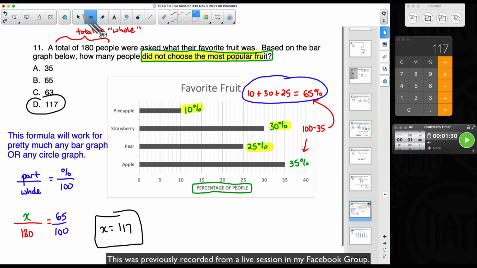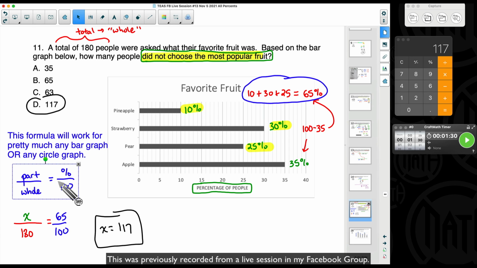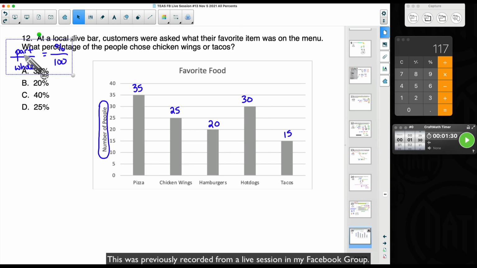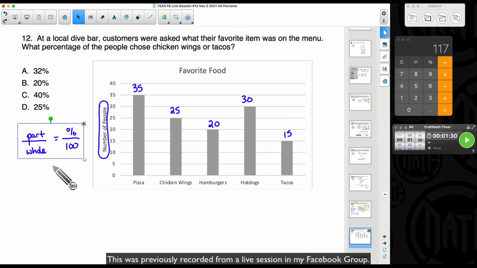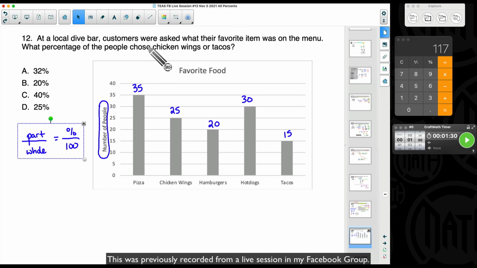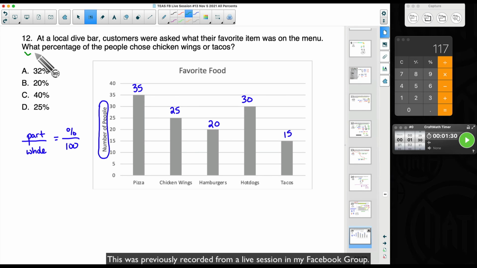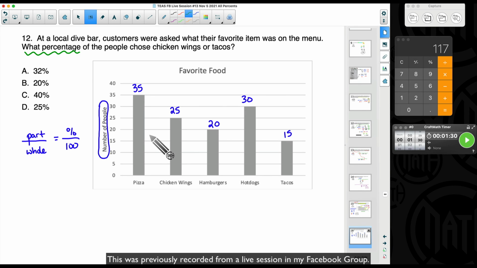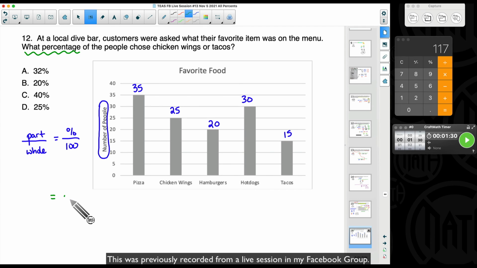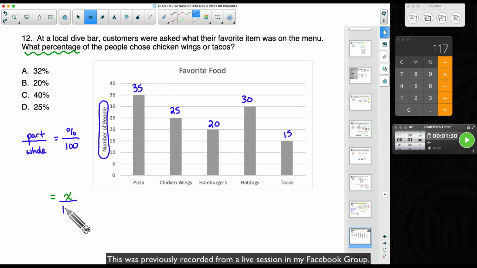Now, I'm going to go back and steal this formula, bar graphs and circle graphs. If you have trouble with these, practice with this formula. Part over whole equals percent over 100. Now, if we look at the question, it says, what percentage of the people? We're trying to find a percent. So we're going to put that X over 100. We're trying to find that percent spot.